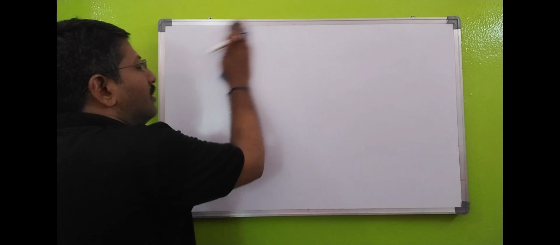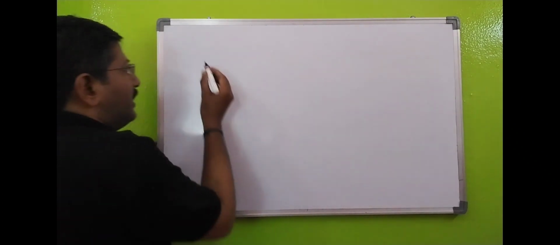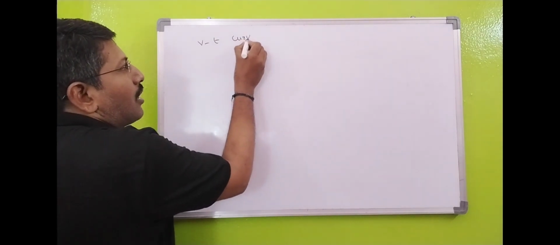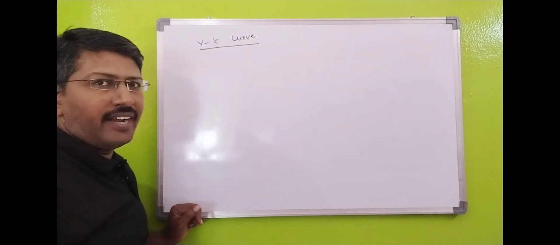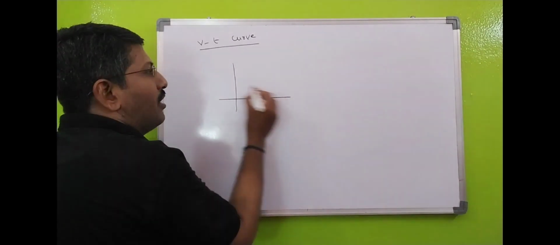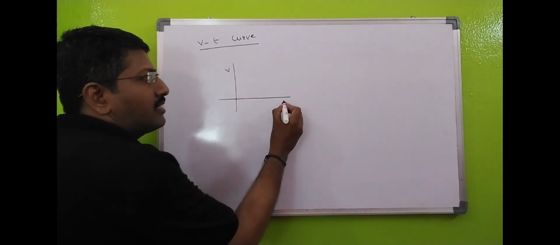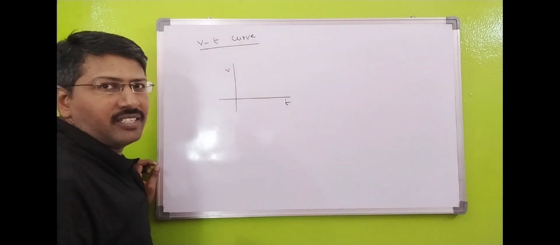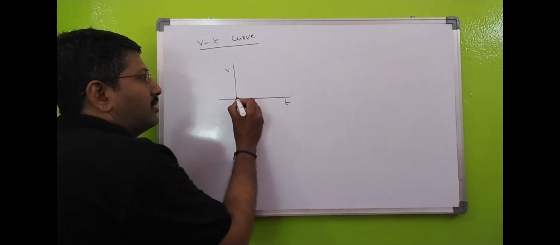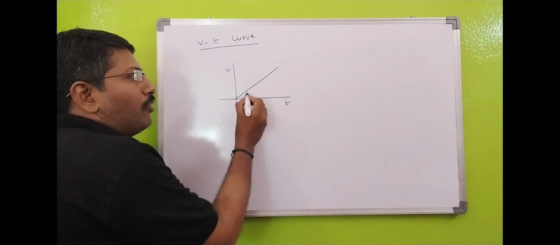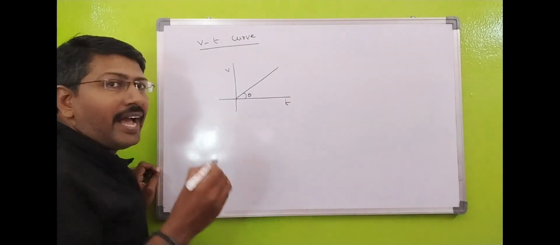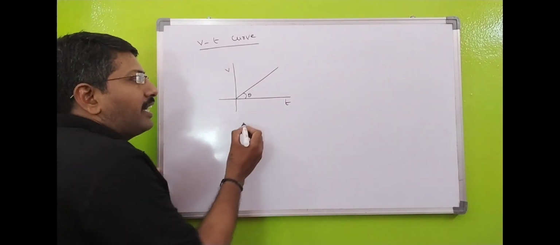Now comes the velocity and time curve. A graph drawn between velocity on the y-axis and time on the x-axis. Here, if you draw the slope, this is the slope. The slope represents acceleration, that is, instantaneous acceleration.